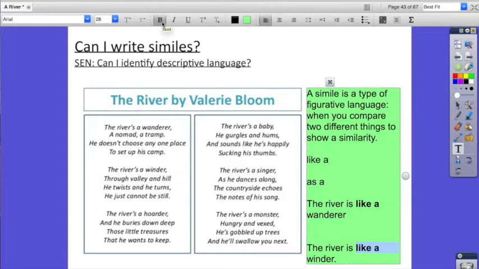Now, you may have noticed that I'm changing these slightly. So what Valerie Bloom has done is she's actually used metaphors. She said the river's a wanderer. The river is a wanderer. She's not saying it's like a wanderer. She's saying it literally is. And that's the difference between a metaphor and a simile. So what we've written down here, the river is like a wanderer, is a simile. And that's what I want you to concentrate on today.